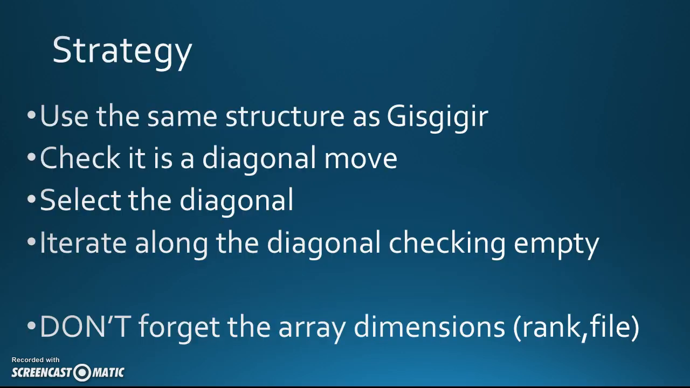So, to recap the strategy before we have a look at the code, we're going to use the same structure as the Gizgagir, check its diagonal move, select the diagonal using that structure, and then iterate along the diagonal, checking every single square. I say empty here, obviously equals space, space.